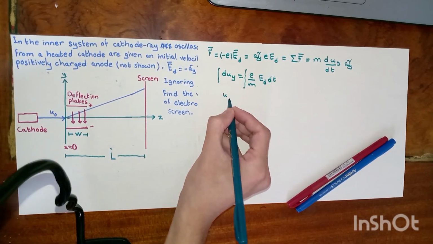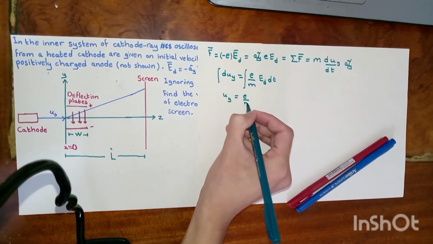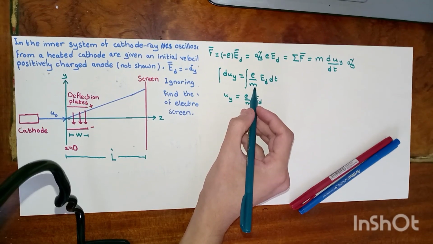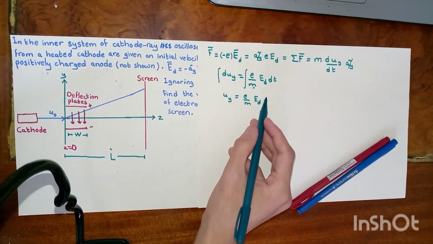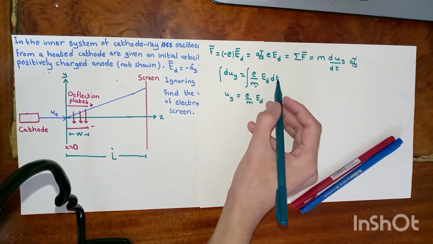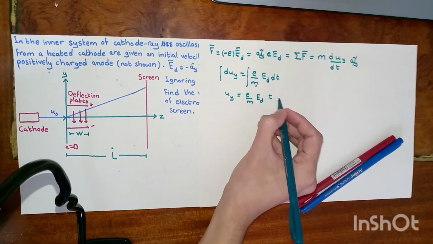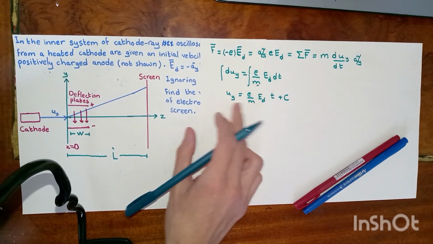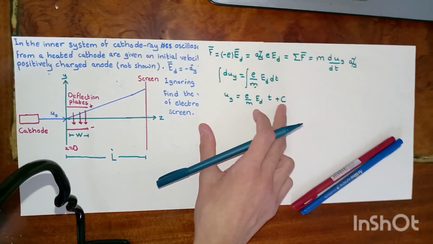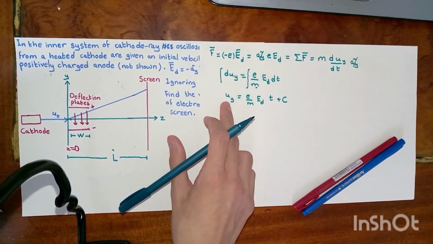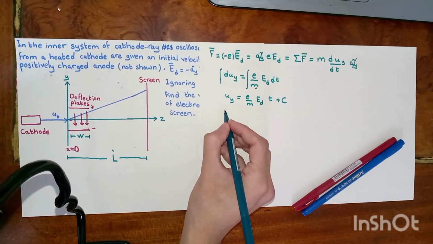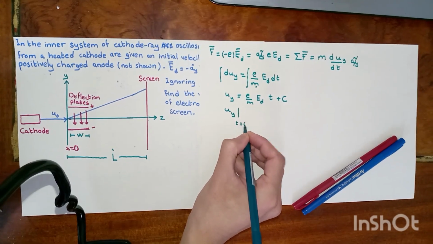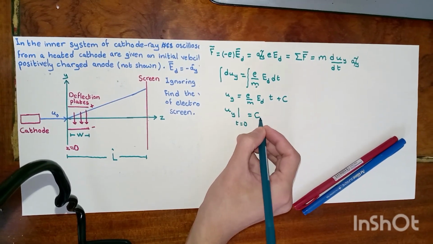We will end up with this; this is constant, so we make no change upon it. Now the integration of dt is equal to t plus C. In order to find the value of C, we want to substitute 0 for the time: u sub y when t is equal to 0 is equal to C.